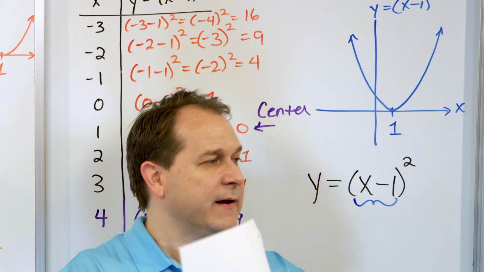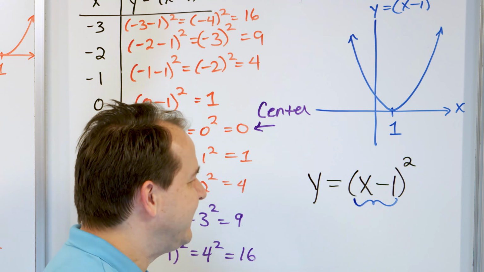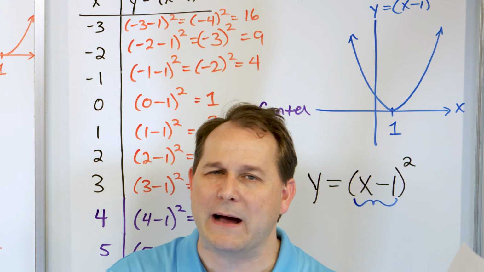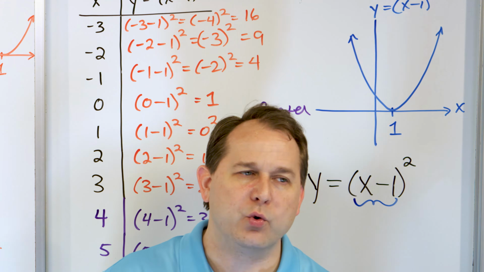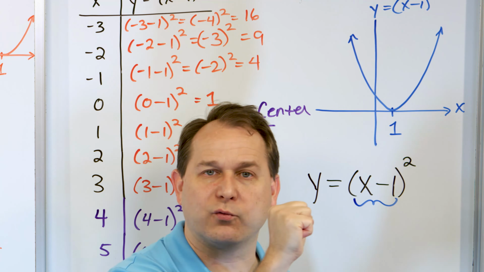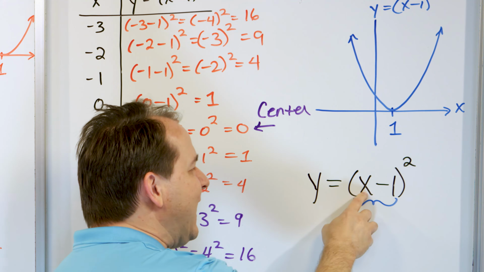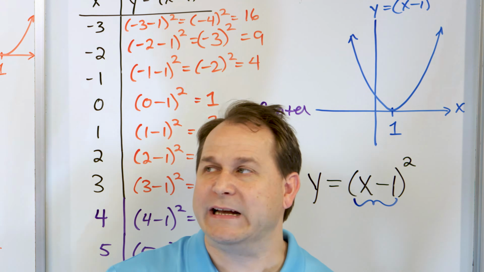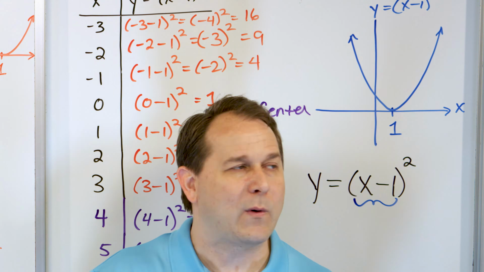Stick a 0 in, get a 0 out. But here, if I stick a 0 in, I just have -1 squared, and then I have a 1. That's not the bottom of the parabola. The only way to shift that 0 point to the right is to feed an x value in here 1 unit bigger than I'm originally feeding for the base equation. That's why it shifted to the right.